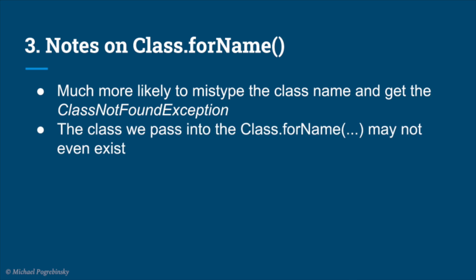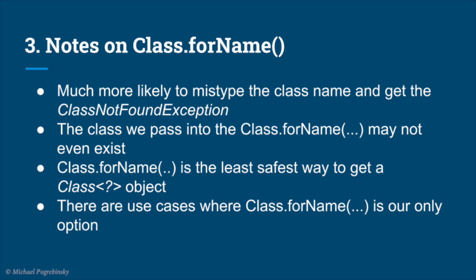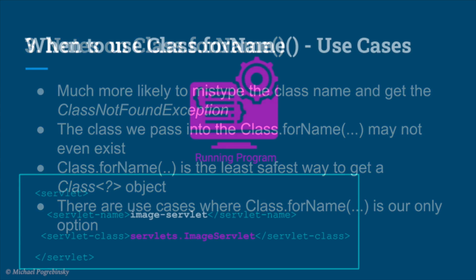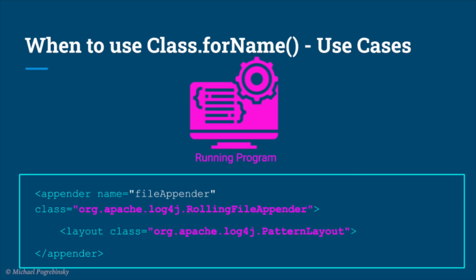In fact, the class type name that we pass into the forName method may not even exist. So out of the three methods to get a class object of a type, this is the least safest one. But there are a few use cases where the forName method to find a class object of a type is our only option.